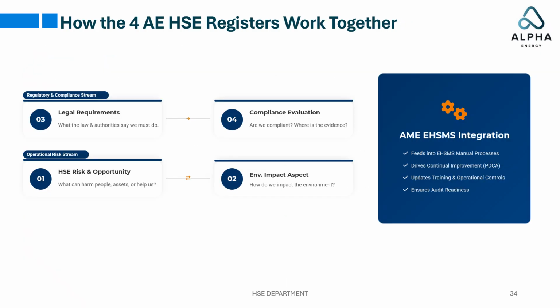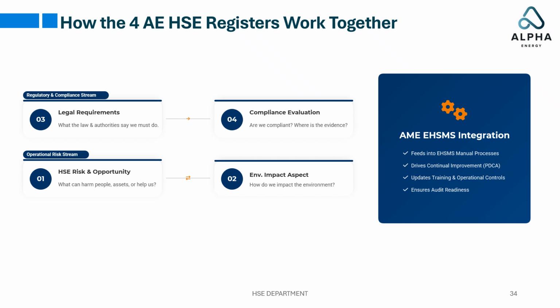This shows how the four AME HSE registers work together as an integrated system within the Al-Masood Energy EHSMS framework. The system is divided into two main streams: regulatory and compliance, and operational risk management. In the regulatory and compliance stream, the process starts with Reg 03, Legal Requirements Register, which identifies all applicable laws, regulations, and authority obligations that the organization must follow. This is then linked to Reg 04, Compliance Evaluation Register, where the organization verifies whether those legal obligations are actually implemented and supported by valid evidence, ensuring that compliance can be demonstrated during audits and inspections.